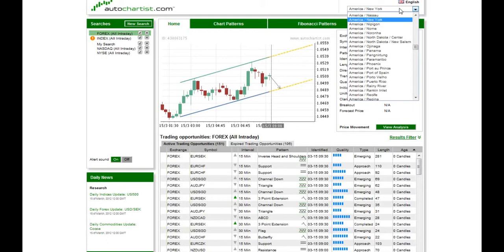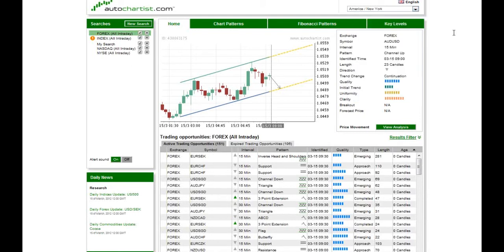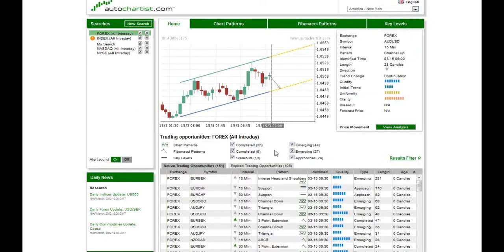Okay. So in brief, I think I've covered pretty much the entire Autochartist platform. In brief, I've shown you the difference between completed and emerging patterns. I've shown you the different types of patterns that Autochartist identifies, and shown you one or two very simple examples of how to use Autochartist. It looks like we've gone into about half an hour.